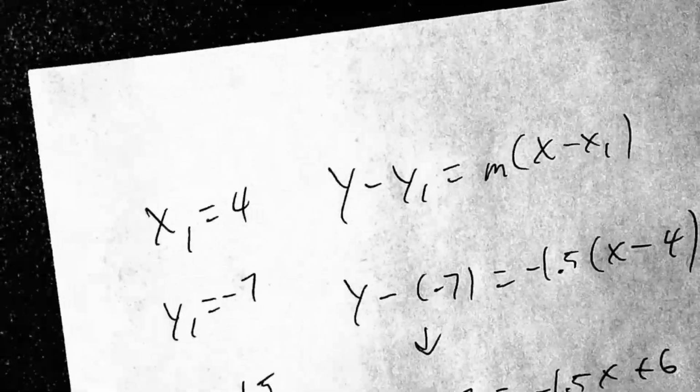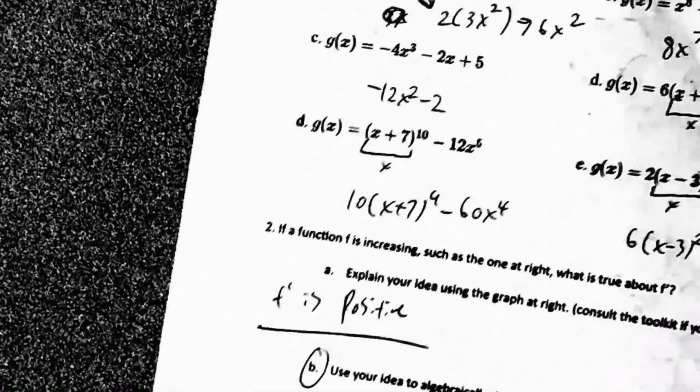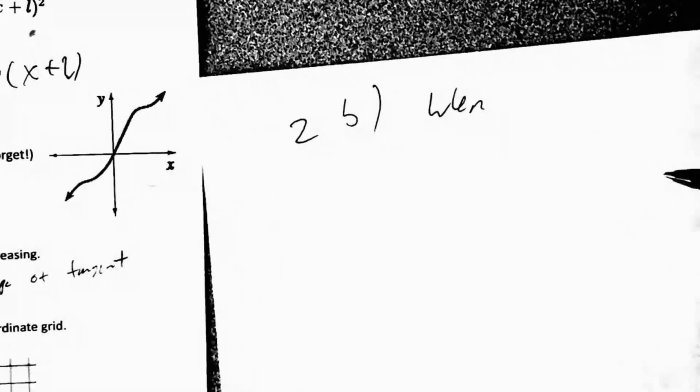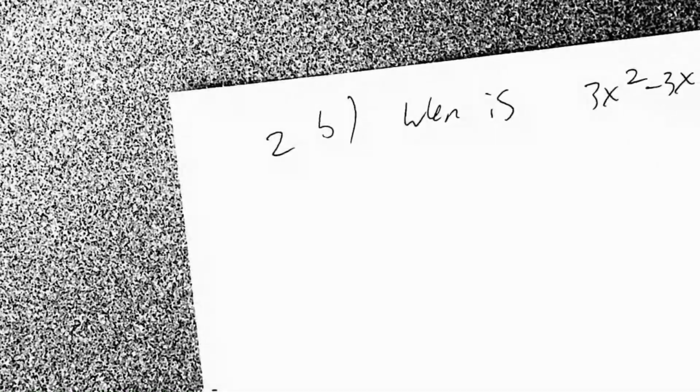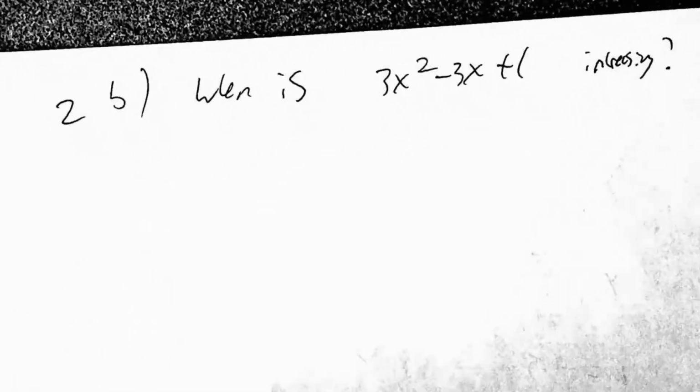Okay. Last two questions. I want to emphasize these are optional, but they are on the AP test. The first one was 2B. So essentially the question is, when is 3x squared minus 3x plus 1 increasing? That's the question. And we have to do this algebraically.